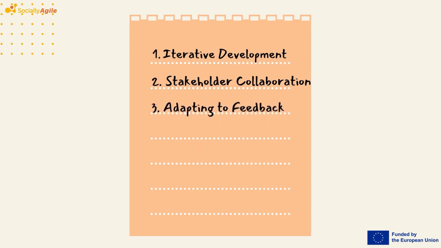3. Adapting to feedback. Agile principles encourage teams to be open to feedback and make necessary adjustments. Green Roots fully embraced this aspect of Agile. During their sprint reviews, they actively sought feedback from volunteers and community members. More importantly, they demonstrated a commitment to acting on this feedback promptly. This adaptability allowed them to respond to changing requirements and preferences effectively.